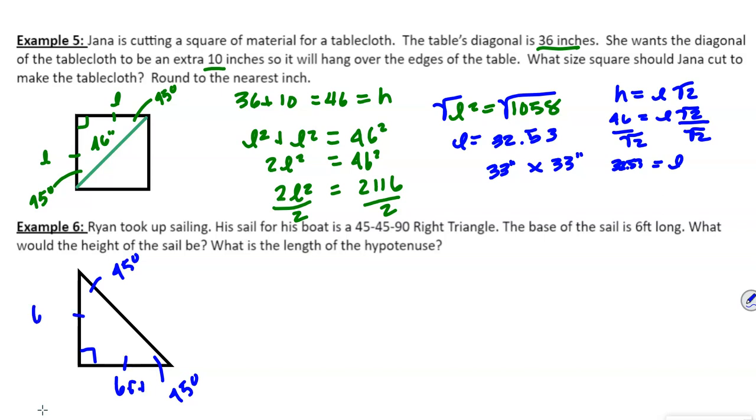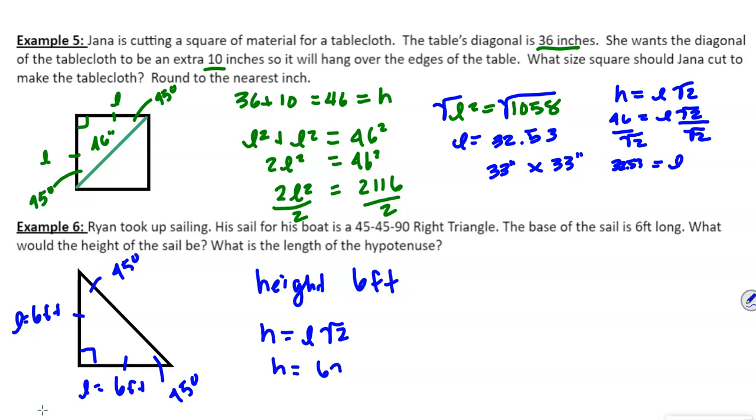These sides are congruent, right? So this is also 6 feet. So what would the height be? The height would also be 6 feet, right? And then it says what would be the length of the hypotenuse. So remember, our formula for the hypotenuse is H equals L square root of 2, right? So this is equal to L, and so is this. That means the hypotenuse is going to be 6 square root of 2. And this time we're going to compute that. So 6 times the square root of 2 is equal to 8.5 feet. And when we round it, because again, it wouldn't be logical to leave this with a radical in the answer.